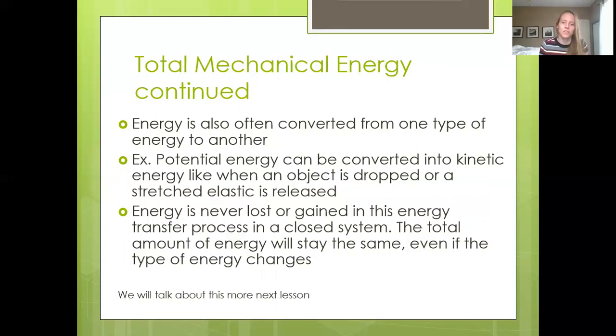Energy is never lost or gained as long as you have a closed system. And for all of these calculations that we're going to be doing, we're going to assume that we have a closed system. So what that means is that we're assuming that we're not losing energy to forces like friction and air resistance. Even though that's not usually the case in real life, that's what we're going to be assuming for this year. So the total amount of energy of an object will always stay the same, even if the types of energy are changing.